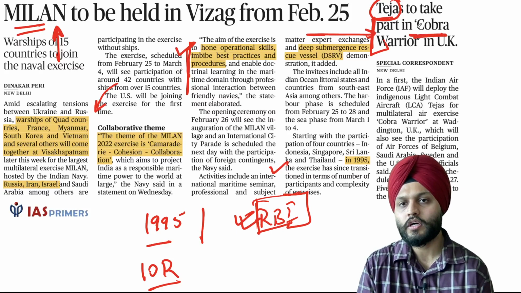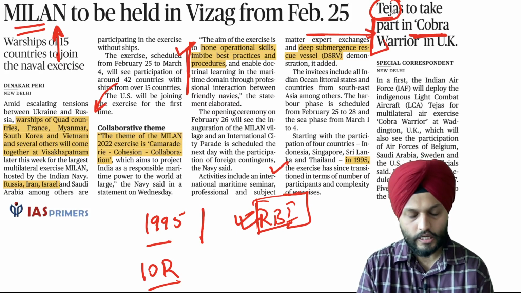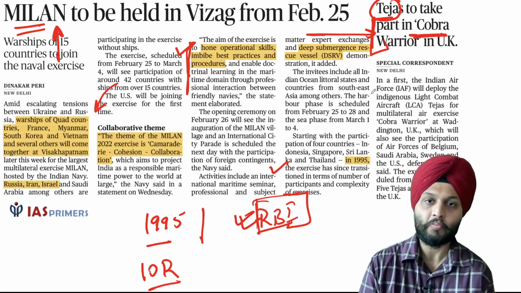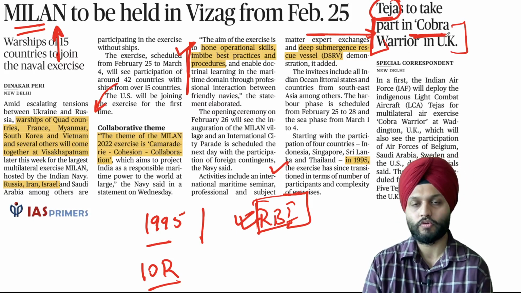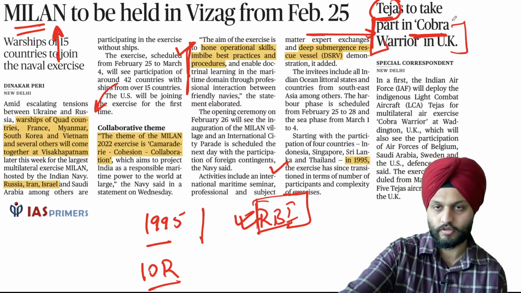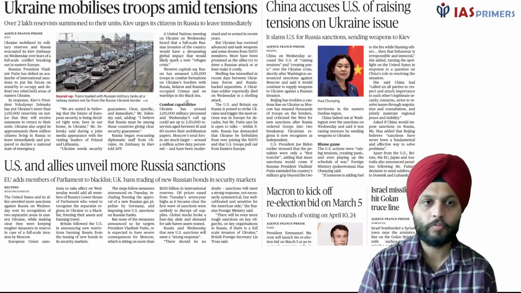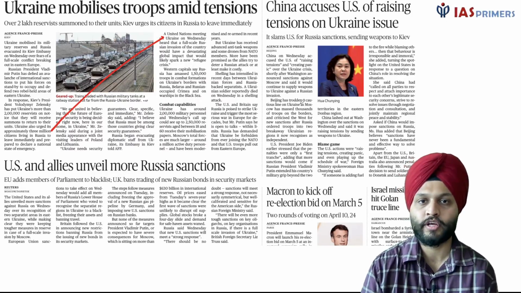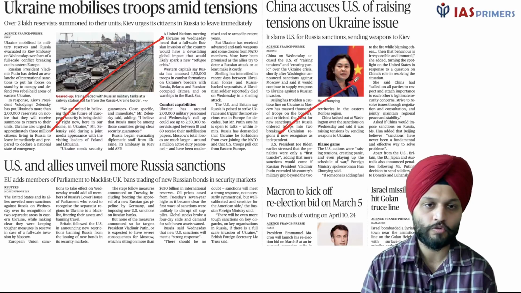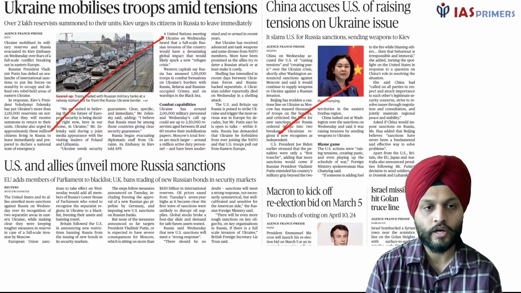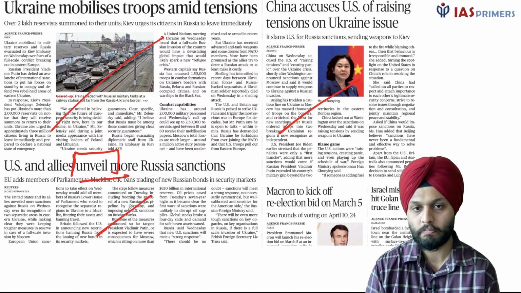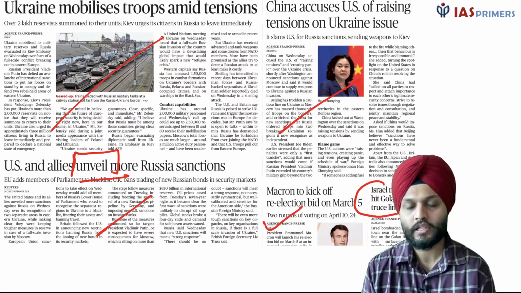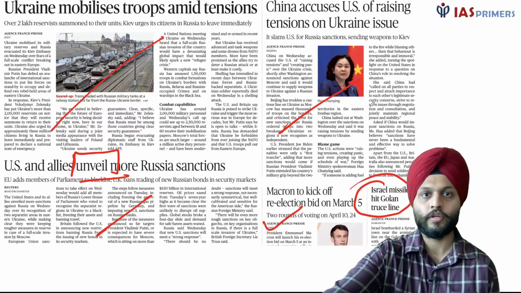Okay. Now with this, the news is very recent. Such news is particularly asked. There was a question on these lines only, and UPSC of course will ask. Ukraine mobilizes troops amid tensions. Russia has already done this. China accuses US of raising tensions on Ukrainian issue. We know this. They will say this. US and allies unveil more sanctions, but that didn't help. Macron to kick off re-election bid. Let's see what happens. Israel missiles hit Golan truce line, and Golan was asked in prelims.